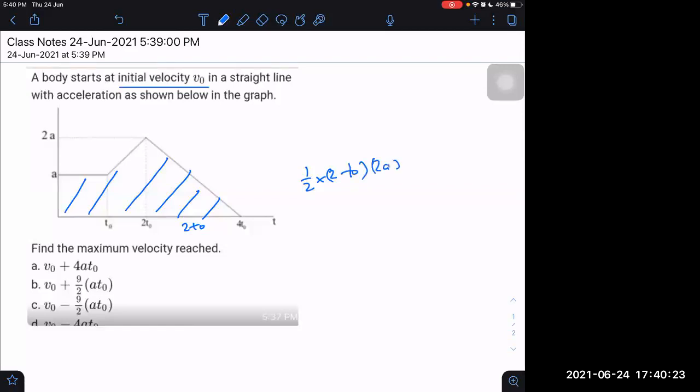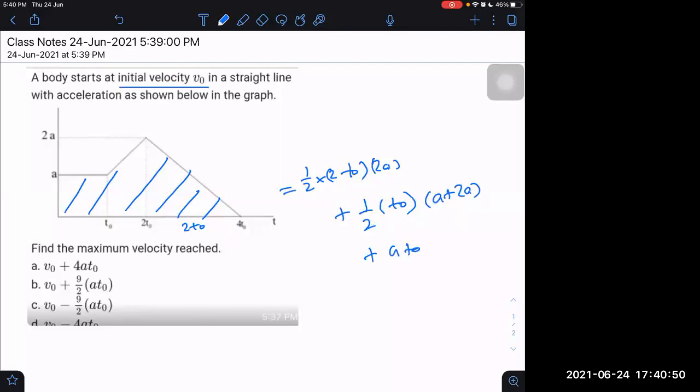This is not the complete area. After that, we have to calculate the area of the trapezium. What is the area of a trapezium? Half into the distance between the parallel sides, T0, into the sum of the parallel sides, A plus 2A. That is the area of the trapezium. What is the area of the rectangle? A into T0.